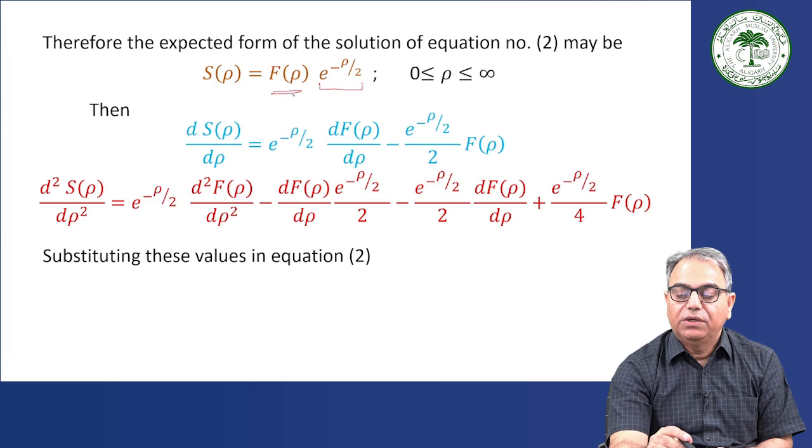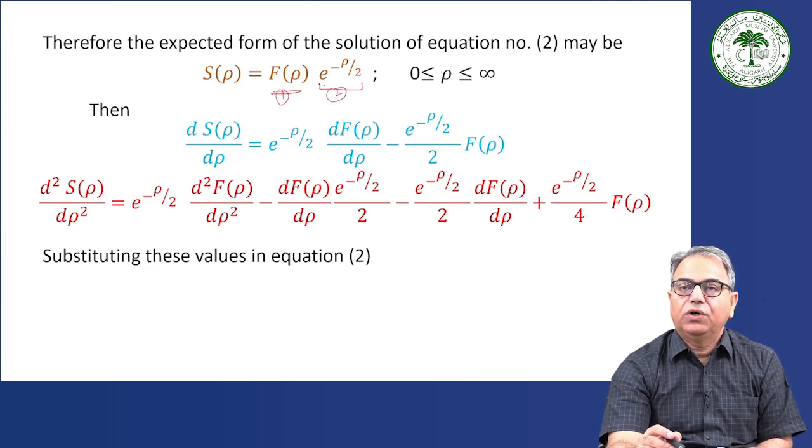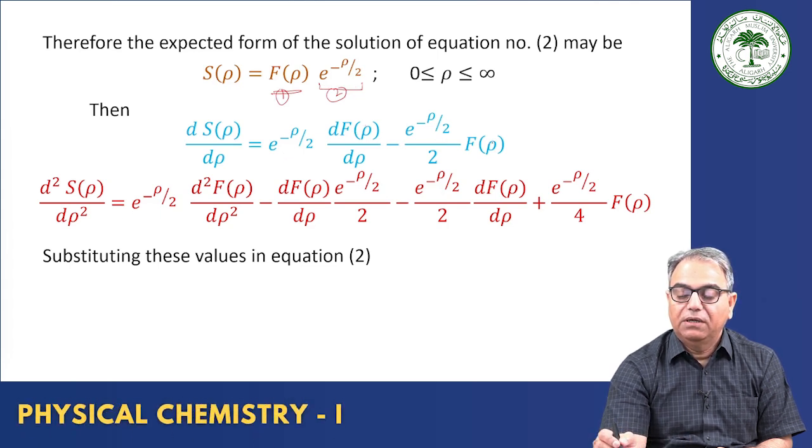If we suppose this to be a solution of equation number 2, then we can differentiate this, ds rho divided by d rho, and if you differentiate, you have 2 terms. The first term is f rho and the second term is exponential minus rho divided by 2. You keep the second term constant and differentiate the first one, then keep the first term constant and differentiate the second one. You get this equation.